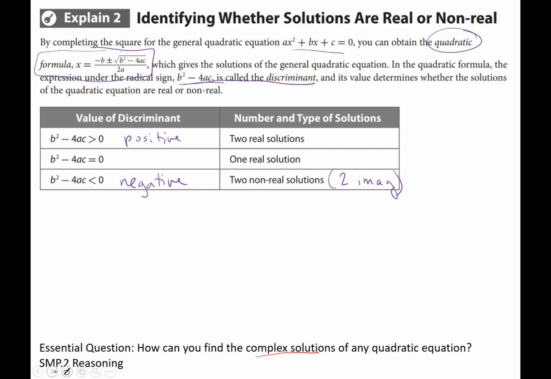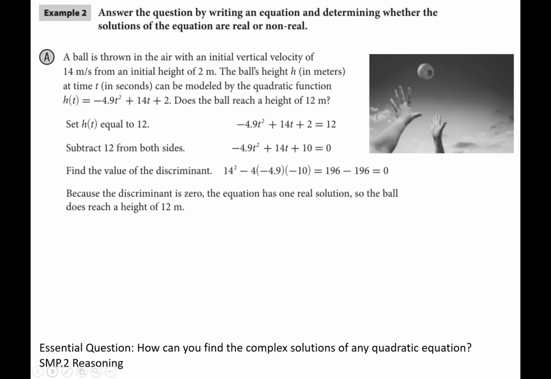They're going to put it in the context of word problems, but the arithmetic we're going to do is the same as what you would do if you were just asked to find the value of the discriminant, which they do in the homework. So it says, answer the question by writing an equation and determining whether the solutions of the equation are real or non-real.